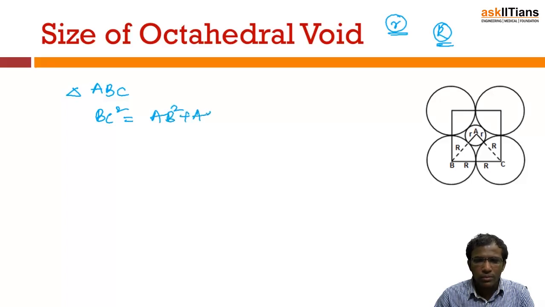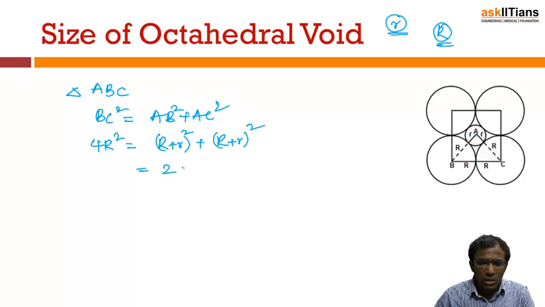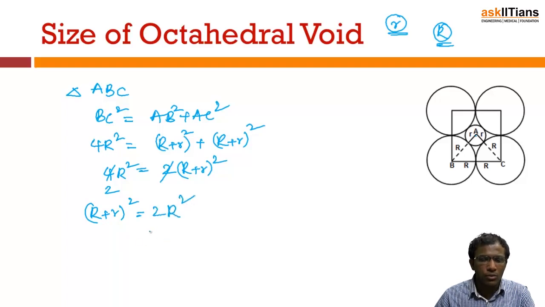plus AC square. So BC square is what? R plus R, 2R square. So 4R square is equal to, AB is how much? AB, which is capital R plus small r. So capital R plus small r square plus capital R plus small r square, which is equal to 2 times (R plus r) square, which is equal to 4R square. So 2 1s, 2 2s. What you will get is (R plus r) square is equal to 2 capital R square.